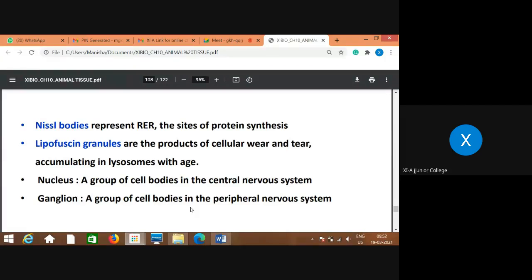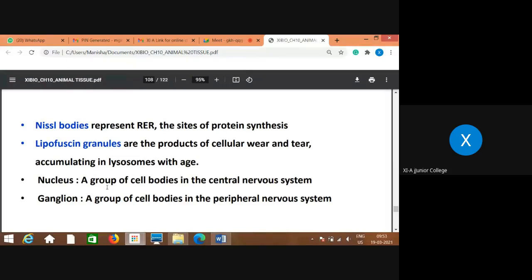Lipofuscin granules are the products of cellular wear and tear, accumulating in lysosomes with age. Whatever cellular products are produced, the wear and tear mechanism is what? Formation happens, something is formed, and then the unwanted part is disposed of. This type of mechanism is carried out by the lysosomes, which are most important for digestion of substances, as they release different types of digestive enzymes.